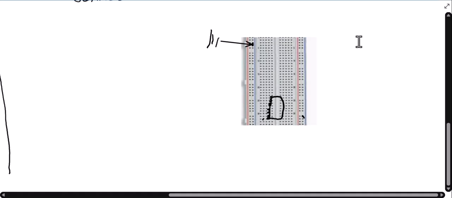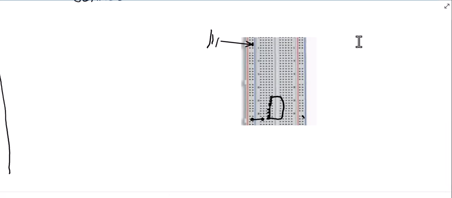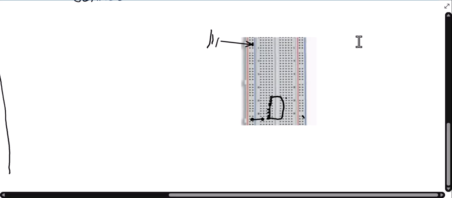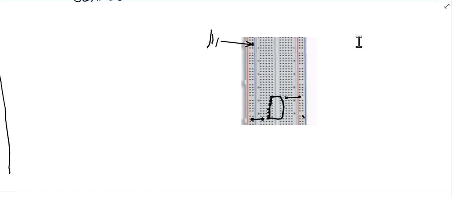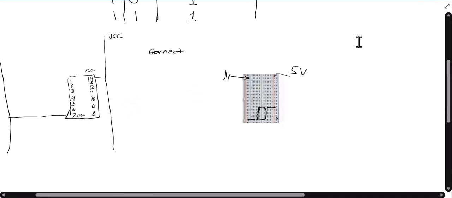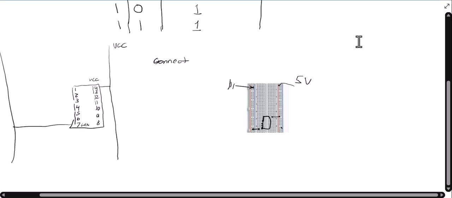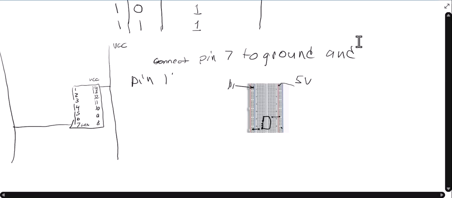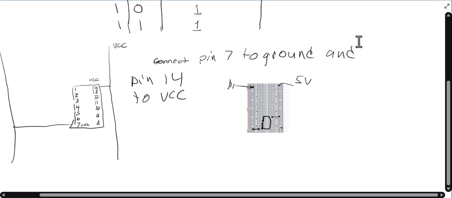So if this is pin 7, I put a wire in here, and then I put another wire in there, and that makes it ground. And then I'll put a wire here for pin 14 and a wire here into the high voltage, and that'll make it high voltage. It's probably 5 volts is what you'll have it set at. I'll have that attached right there. Okay, so that's what that would be. So you'd say connect pin 7 to ground and pin 14 to VCC.